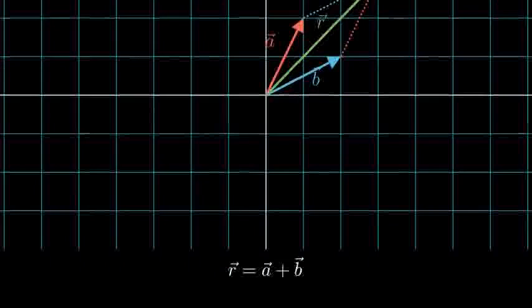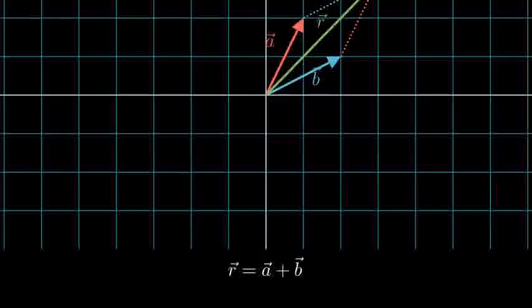So what I can say is, if I call R the resultant, this is usually called the resultant. That's the resultant vector, the sum of a and b. I can then write that R is simply the sum of a plus b. Notice I did not take the magnitude of a and add it to the magnitude of b, because the direction is important.